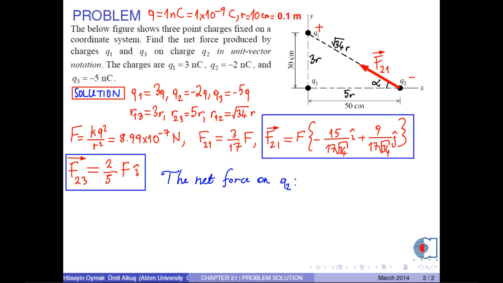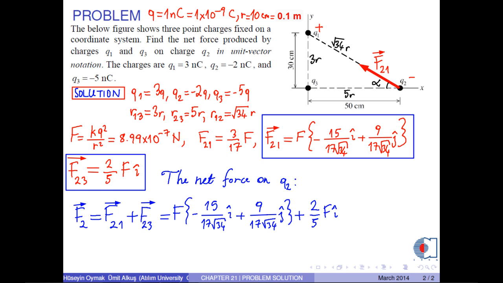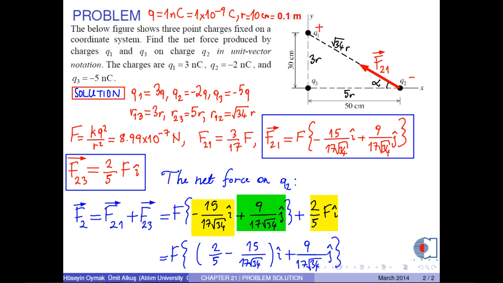The net force on Q2 produced by charges Q1 and Q3 is the vectorial sum of the forces F21 and F23. Then we can substitute their values into this equation. The x component is f times (2 over 5 minus 15 over 17 square root of 34). And the y component is f times 9 over 17 square root of 34.